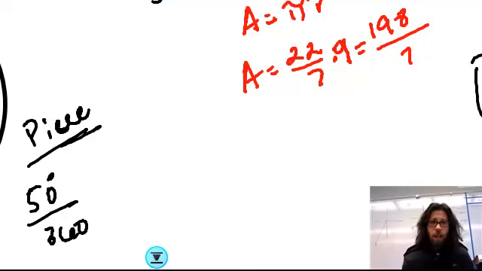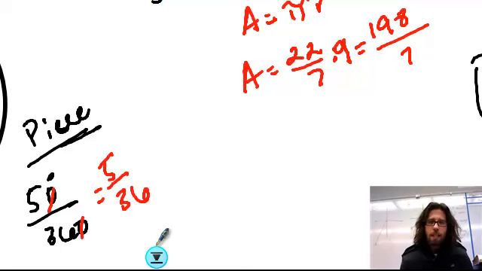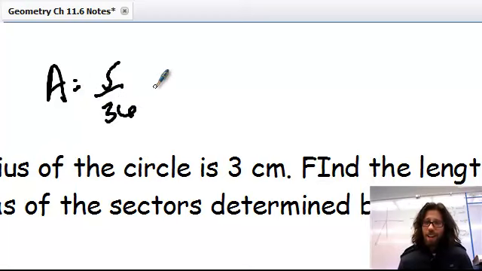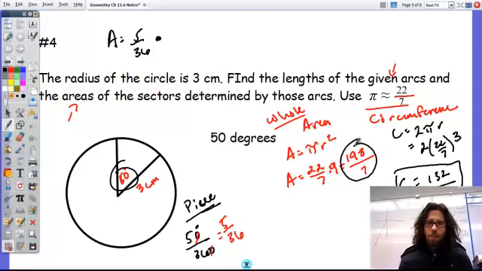So if we want to know our area, I'll do that up here. Well, the area is just going to be 5/36 of the entire area, which we already had. It was just 198/7. Now I'll let you do that calculation on your own, and I'll let you know if you're right in just a moment.